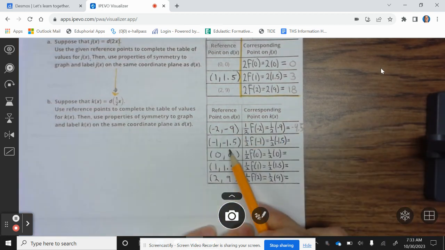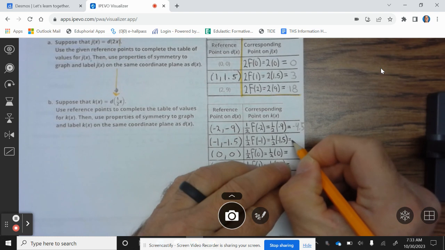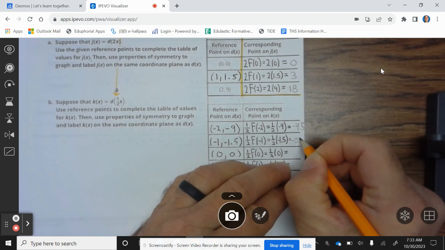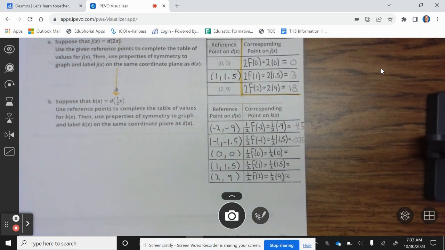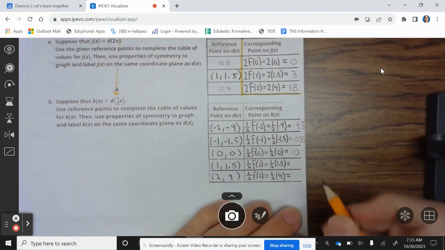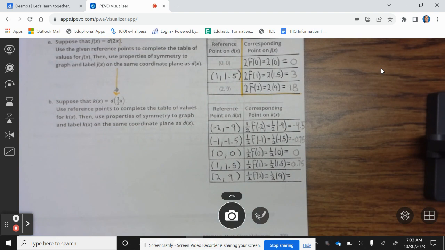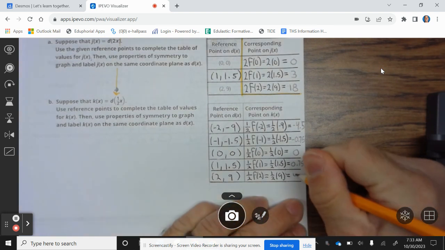When the reference point is -1 comma -1.5, that's 1/2 times f of -1 equals 1/2 of -1.5, which is -0.75. 1/2 of 0 equals 1/2 of 0, which is 0. 1/2 of f of 1 is 1/2 of 1.5 is 0.75. When the reference point is 2 comma 9, it's 1/2 of f of 2, which is 1/2 of 9 is 4.5.